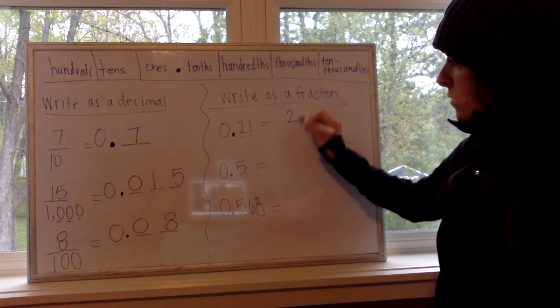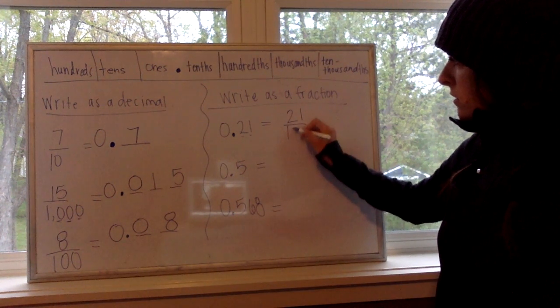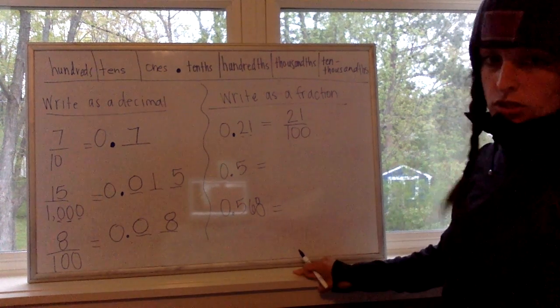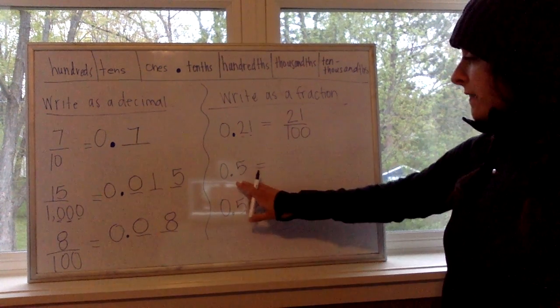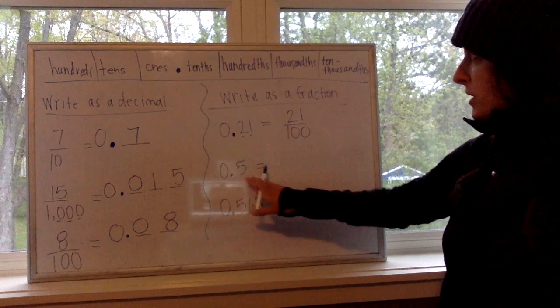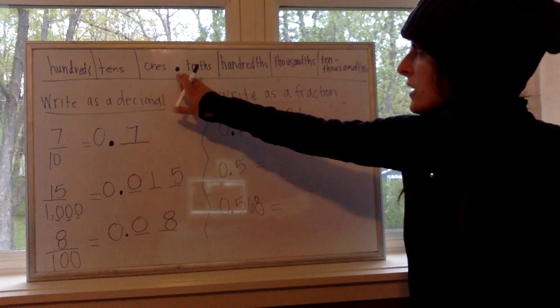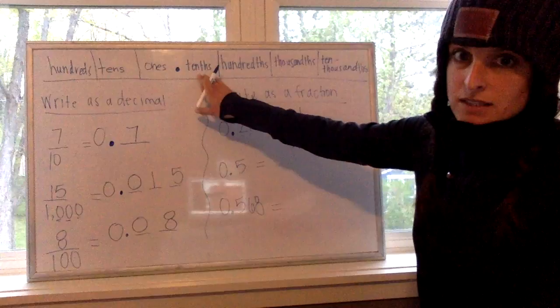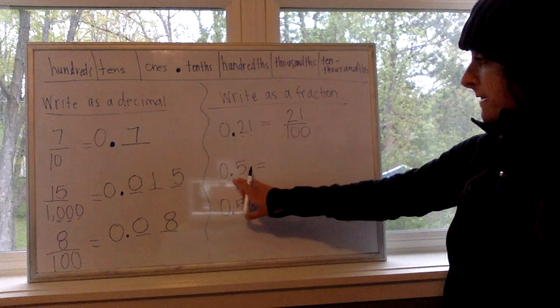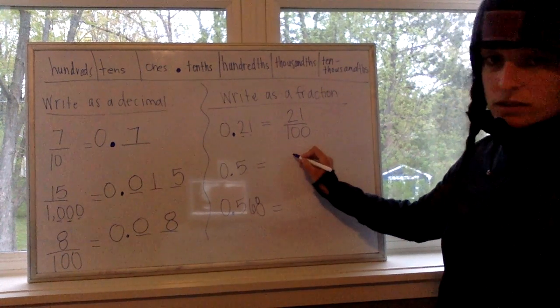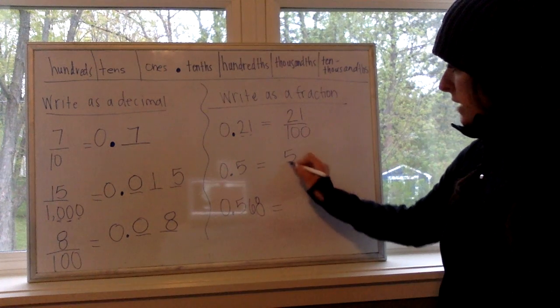So I write 21 over 100. Right? And then for this one, I have 0.5. So if I look up here, my 5 is in the tenths place. So I say this as 5/10. So as a fraction, you would just write 5/10.